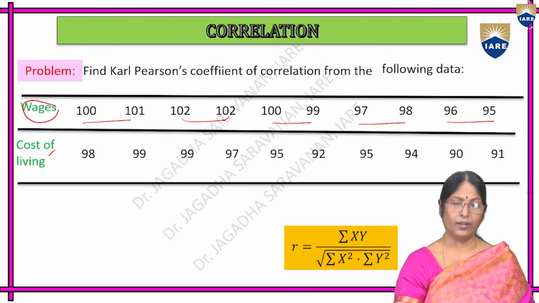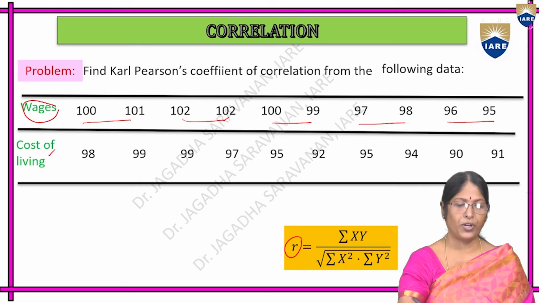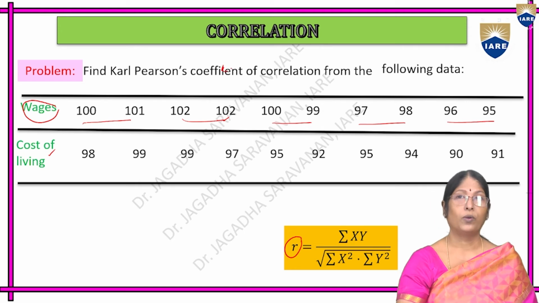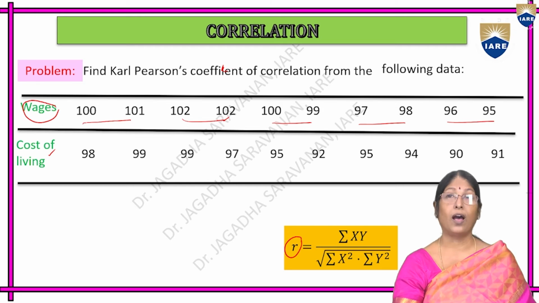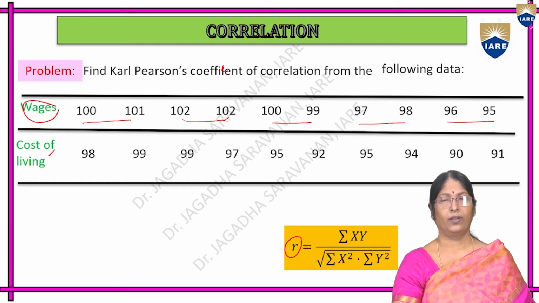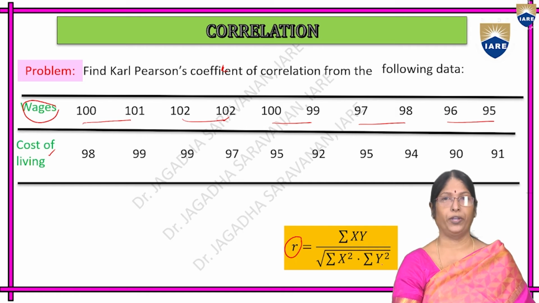We can see it here. The small r represents the coefficient of correlation. The previous one is one of the formulas; this is another one. Summation xy divided by square root of summation x square into summation y square.